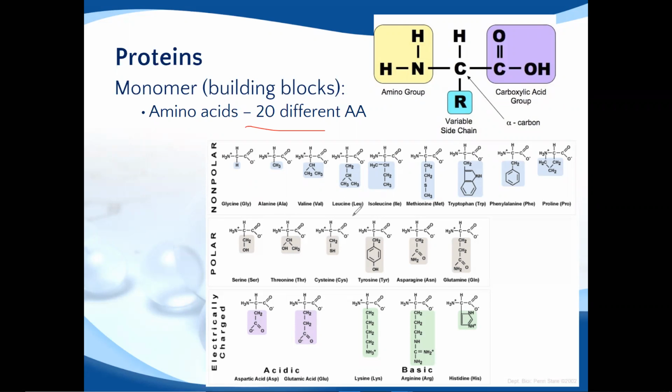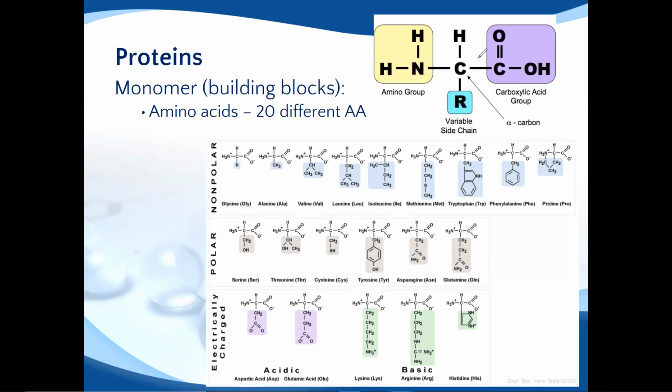We've got glycine, alanine, valine, leucine, isoleucine, methionine, tryptophan, phenylalanine, proline, serine, threonine, cysteine, tyrosine, asparagine, glutamine, aspartic acid, glutamic acid, lysine, arginine, and histidine. So anybody who's a fan of Jurassic Park would maybe recognize lysine, because in Jurassic Park, those dinosaurs were genetically engineered to be lysine deficient. And so that was the argument that they wouldn't be able to survive on their own because they didn't have the ability to produce their own lysine, or something like that. So you may have recognized the name there.